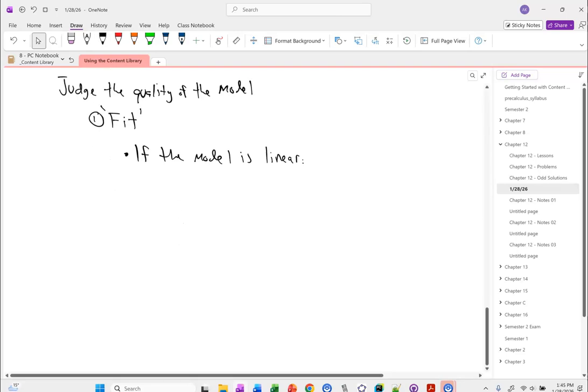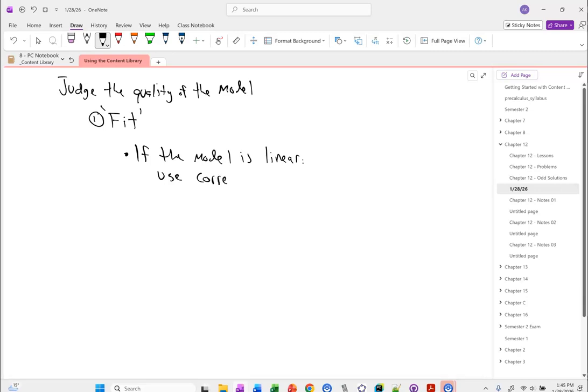So if that model is linear, we're going to use a correlation coefficient. That correlation coefficient is abbreviated with the letter R.